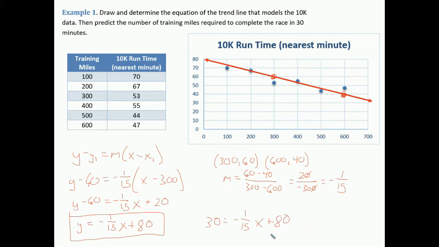And we can subtract 80 from both sides. I didn't leave myself much room here. And we'll put that answer up here. So we have negative 50 equals negative 1/15 x. We want to solve for x, multiply both sides by negative 15. So the reciprocal of that, negative 15.